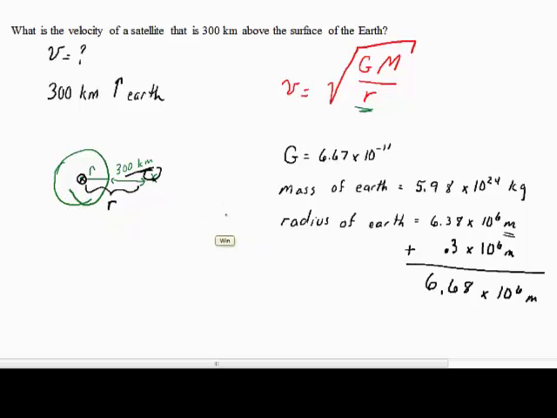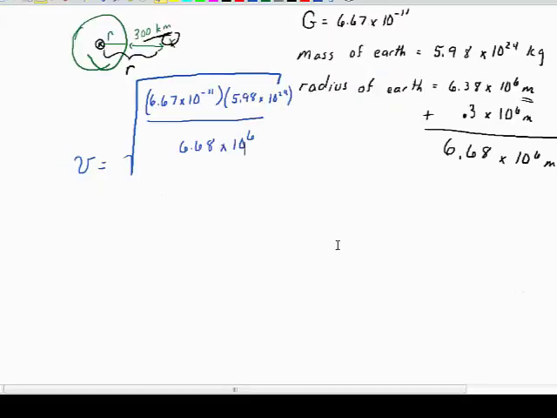Now I'm going to take all this information and plug it into my equation. Once I get it plugged into my equation, I'm going to grab my calculator and solve it. This particular equation doesn't have too many order of operation problems, so you can probably do it all as one step. So you want to multiply 6.67 times 10 to the minus 11th times 5.98 times 10 to the 24th.